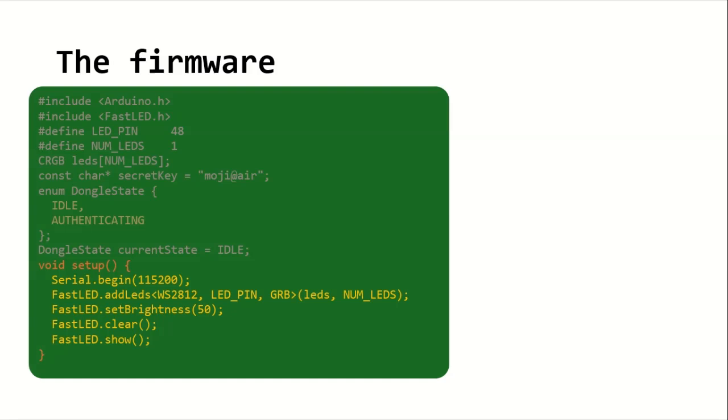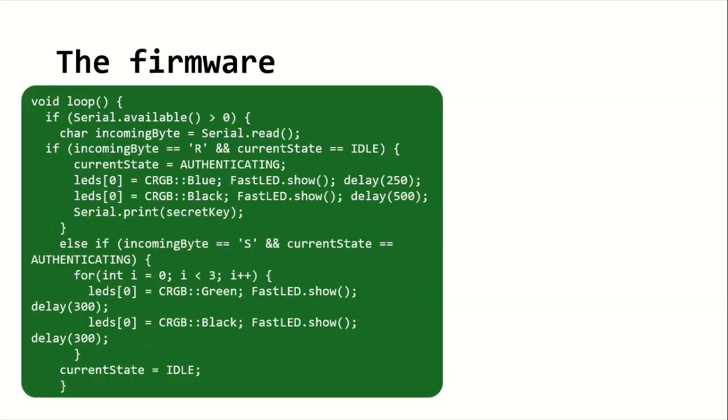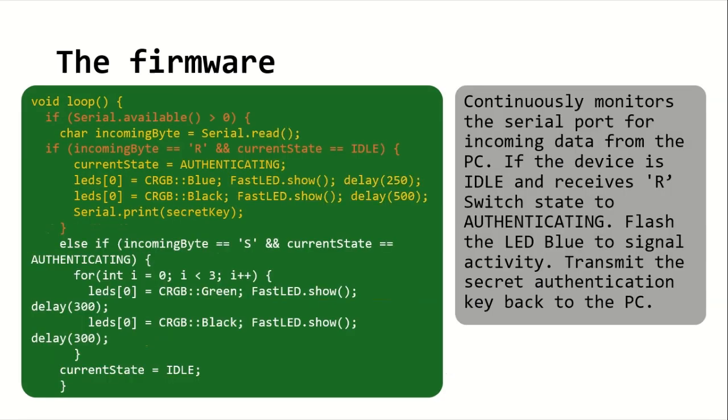We set the brightness to a safe level. We are not setting it very high in case we burn the LED or anything else. We initially clear the lights, so we have no light showing on the firmware initially. Here we have the while loop. This loop is continuously monitoring the serial port for incoming data.